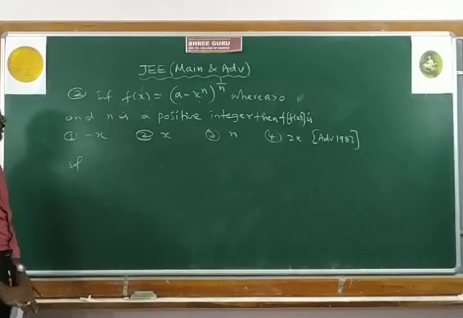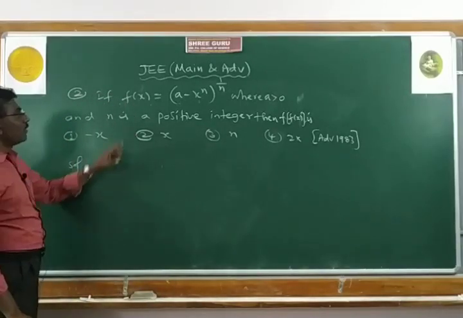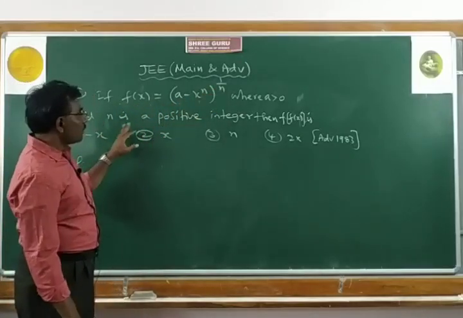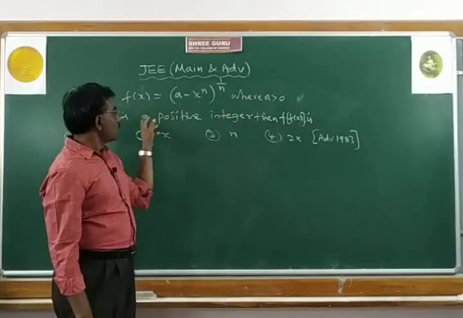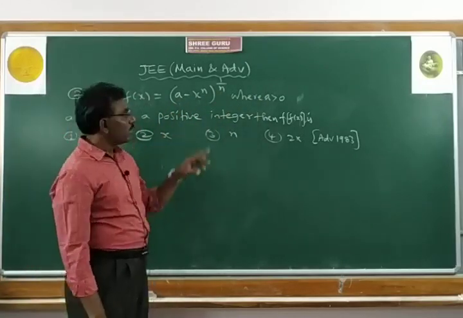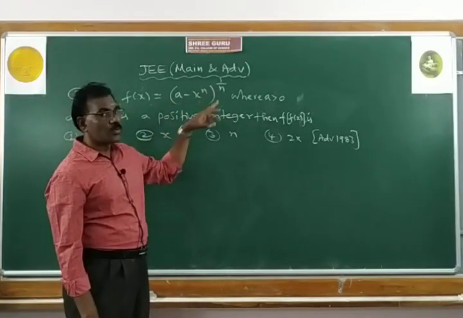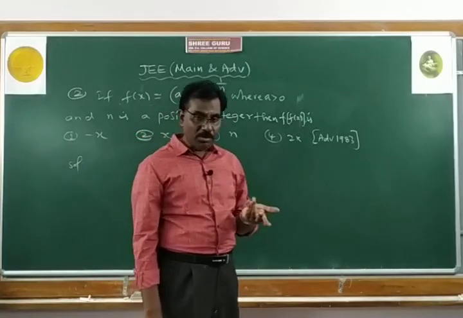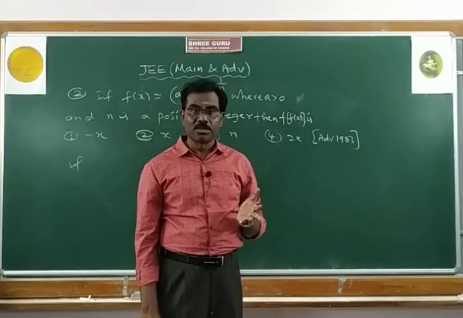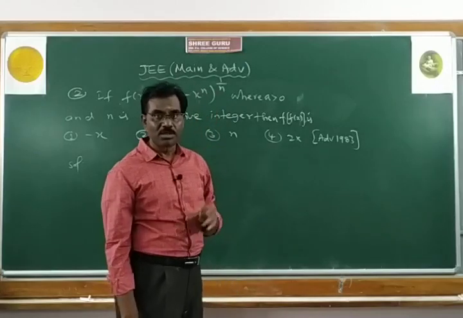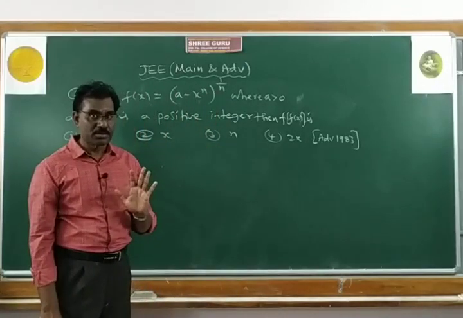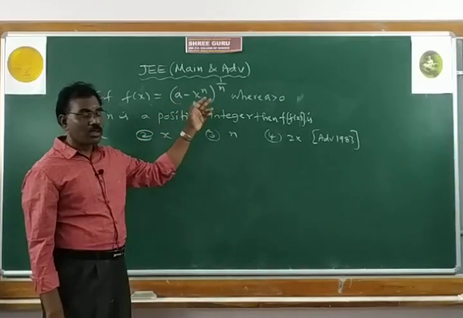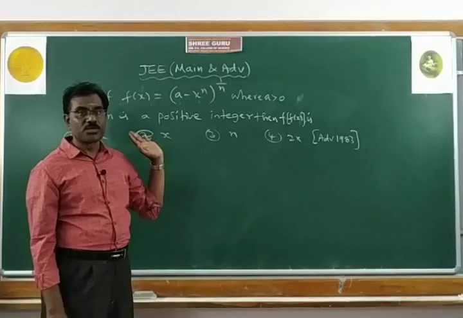What is the question? f of x is a minus x to the power n whole raised to 1 by n. a is positive, n is also a positive integer. So remember students, some problems are there that you should remember, because they take more time. These are standard problems you have to remember. So f of x is a minus x to the power n whole raised to 1 by n, a positive, n positive. These two you have to remember.